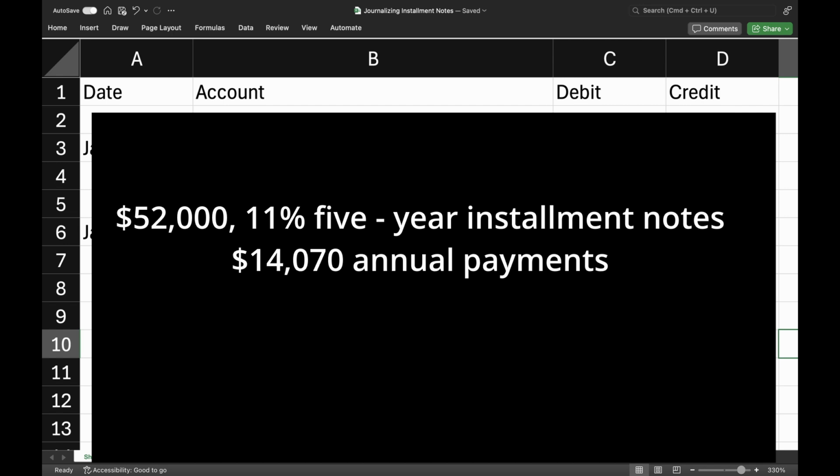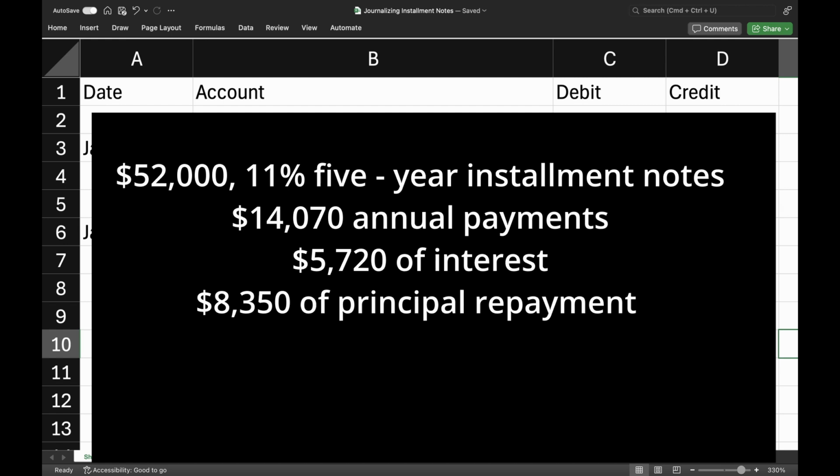On the first day of the fiscal year, a company issues $52,000, 11% 5-year installment notes that have annual payments of $14,070. The first note payment consists of $5,720 of interest and $8,350 of principal repayment. So how do we journalize the entry to record the issuance of the installment notes?